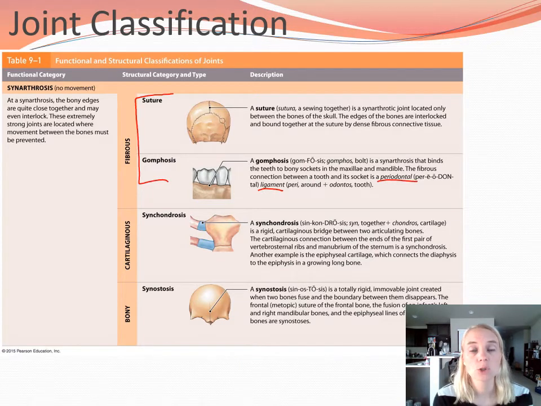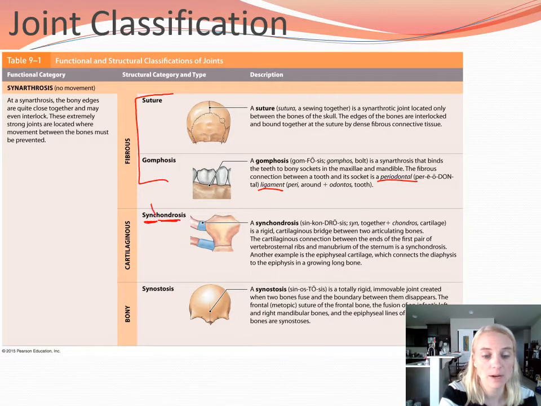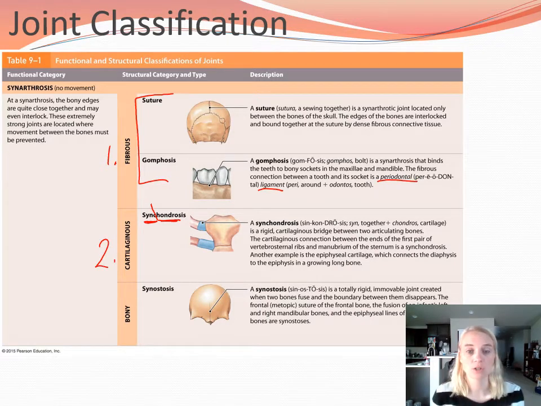The next structural category of a synarthrotic joint is called a synchondrosis. Syn means no, right? So the no movement, synarthroses. And there's that prefix chondro again, right? So synchondrosis is an immovable cartilaginous joint. So here is our first structural classification under synarthroses. Here's our second classification under synarthroses.